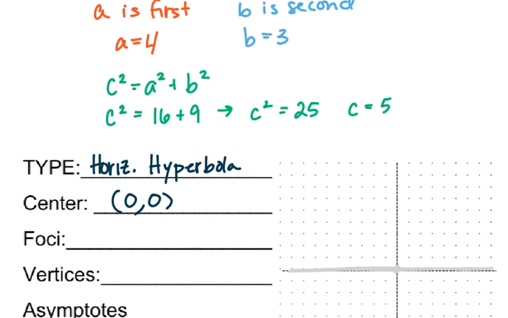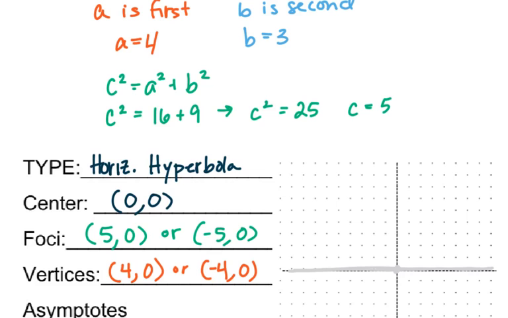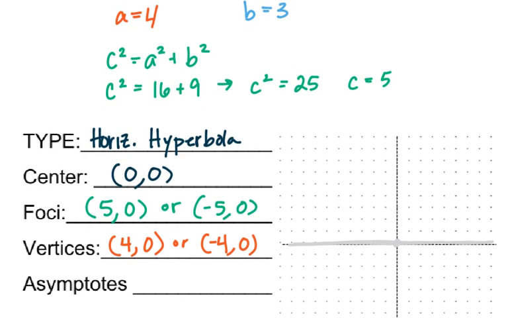The foci are 5 units out to the left and right. That's going to give us an ordered pair, positive 5, 0, or negative 5, 0. And of course, I know that those 5s go in the x coordinate because it's horizontal. My vertices are going to be 4, 0, or negative 4, 0. So let me plot those points. So I have my 2 vertices, each 4 units to the left and right of the origin, and my 2 foci, each 5 units to the left and right of the origin.